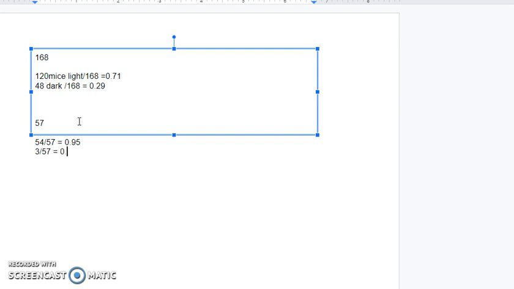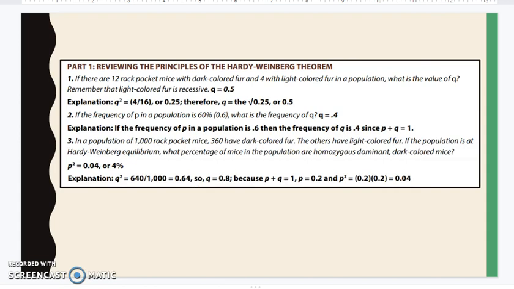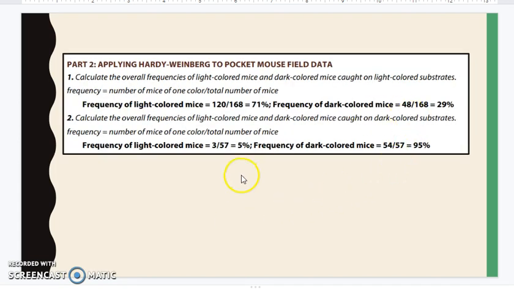So here, let me just double check with the math, 3 divided by 57 is approximately 5%. So here, the frequency of light-colored mice only happens about 5% of the population trapped, and then in this one it's about 95%. Oops, not 98, 95. Okay, so let's go ahead and check our work.